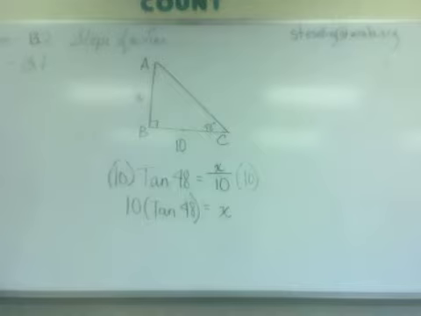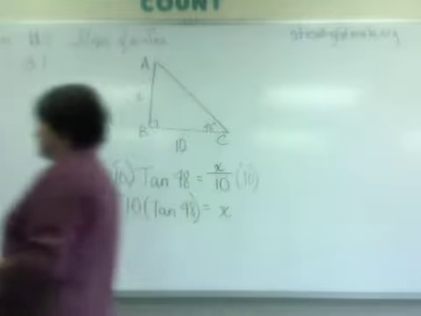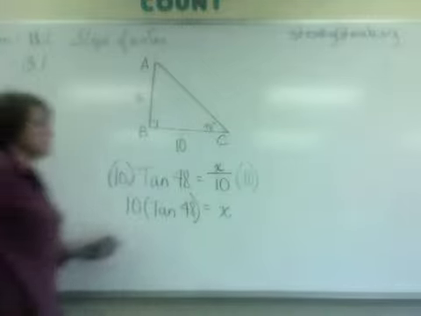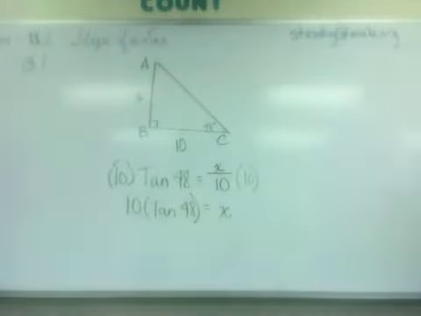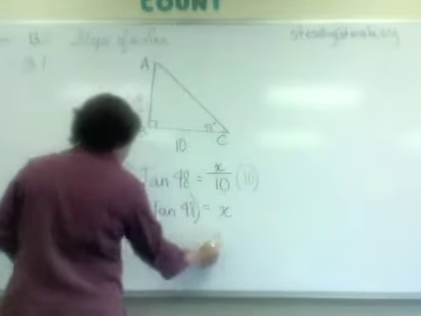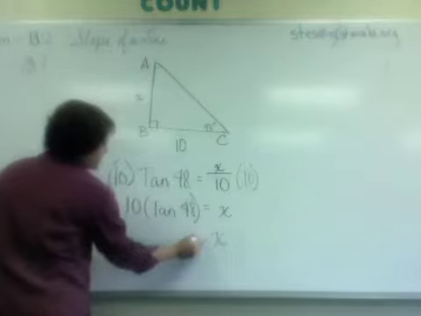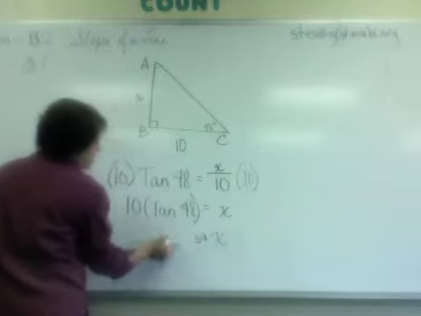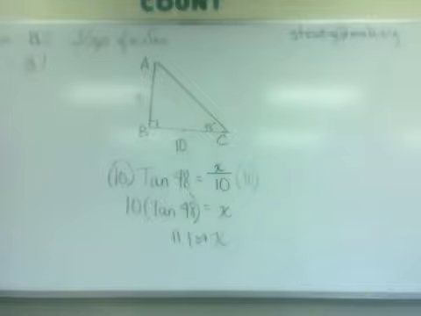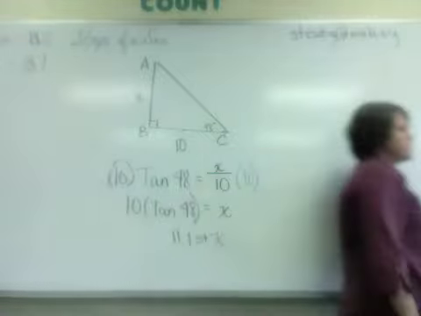Try it again. 10 times tan 48. Should get 11.1. Okay. So that's your answer, 11.1, and now notice we rounded, right? So x is approximately 11.1. I don't put equal to because it's not exactly 11.1, but it's really close to it.